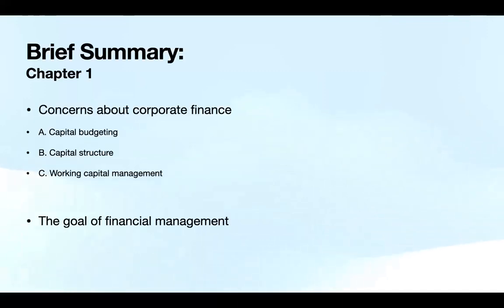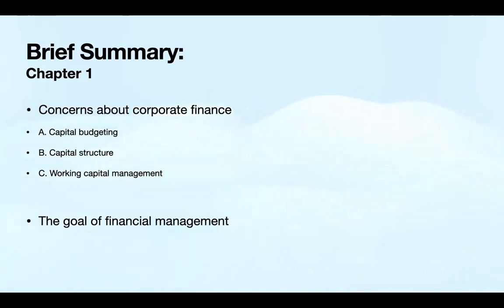So first of all, I want to give you a brief summary about chapter one and chapter two. In chapter one, it introduced some of the basic ideas in corporate finance. There are some concerns about corporate finance. In this book, it has three main areas. The first one is capital budgeting. It is about what long-term investment the firm should undertake.